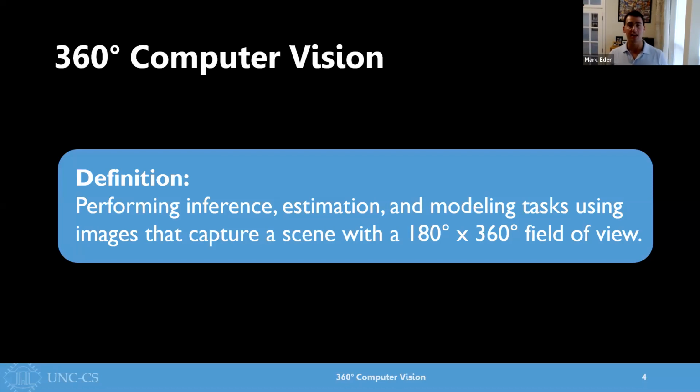In any case, for the sake of simplicity, I'm going to simply refer to 180 by 360 as a 360 field of view. If we wanted to be 100% precise, we would say a 4 pi steradian field of view. This is a way of looking at spherical triangles and measuring that. But 360 should suffice. Now this definition is very broad, as I said, but it encompasses deep and shallow learning techniques, image processing operations, and 3D modeling and photogrammetric tasks.